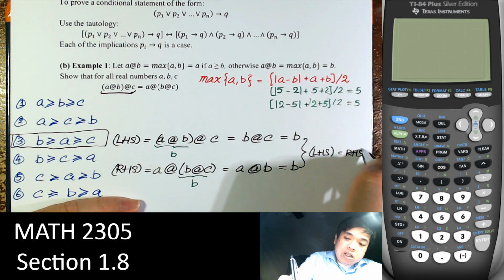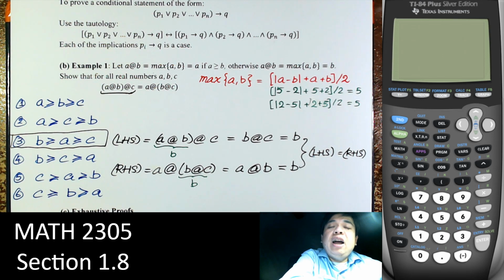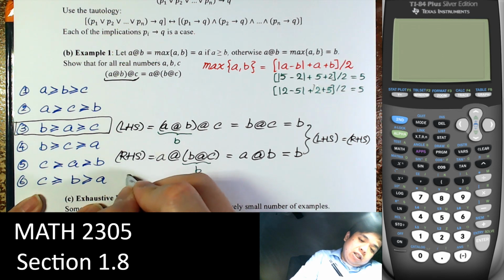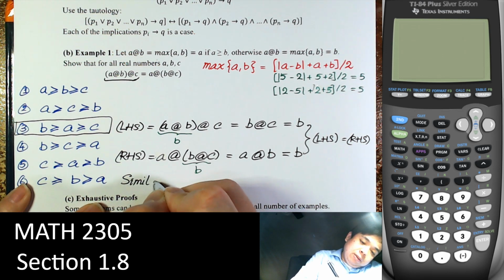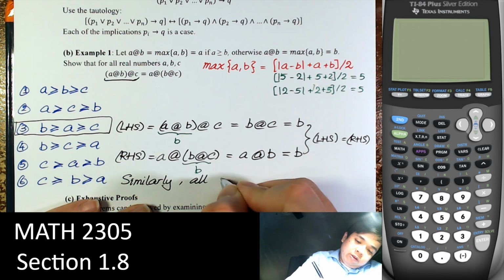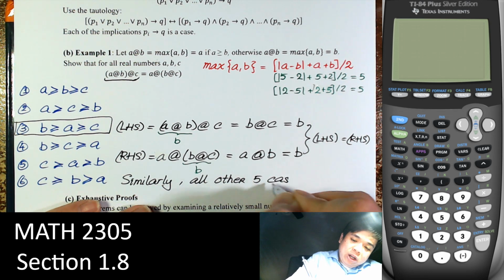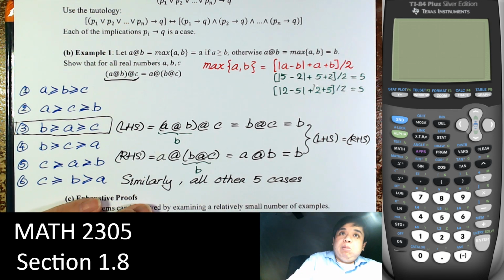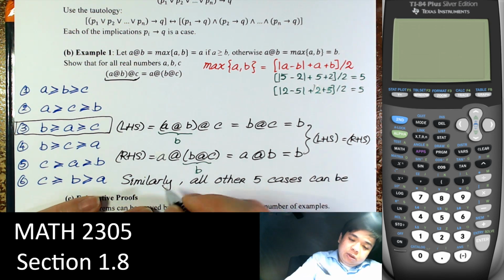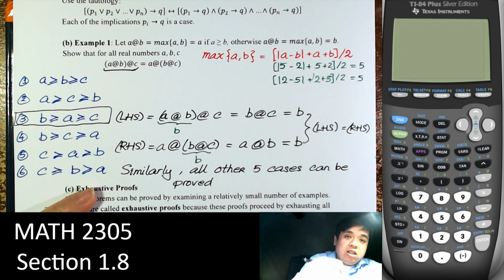So that means it's true. We need to prove it with 6 different cases, and of course the others will be proved similarly. So we say similarly done for all the 5 other cases. There's a better way to write this, but for now we just say all the 5 cases can be proved. So we prove it for all the cases, and that's why this is true.